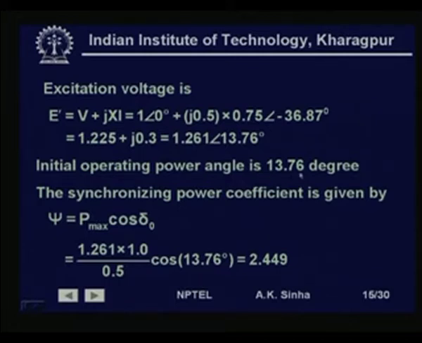So, the initial operating power angle is 13.76 degrees, and the synchronizing power coefficient at this operating point, psi, is equal to P max cos delta 0. So, this will be equal to 1.261 into 1, this is E, this is V divided by X, into cos of angle delta 0. So, this comes out to be 2.449. So, the synchronizing coefficient at this operating point is equal to 2.449.